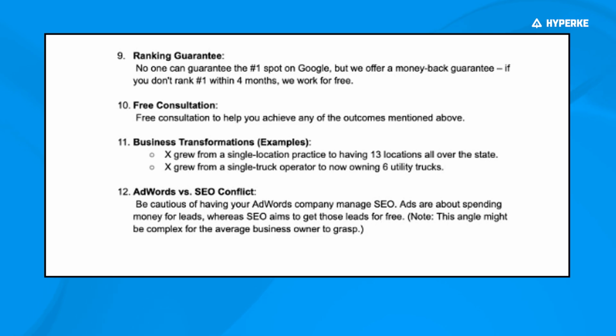You can talk about that client of yours that grew from a single location practice, this doctor that grew from a single location practice to having 13 locations all over the state, or a plumbing company that grew from just a single truck operator to now owning 6 trucks, right? So this is a clever way to add social proof to the email. And again, just like point number 10, this goes well with everything else pointed out above. All of these angles, you can use this as social proof. You can just say, in the PS, how a business in that category ended up growing significantly.